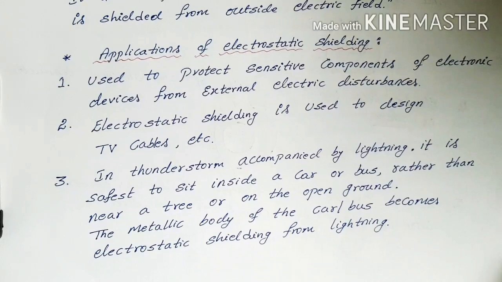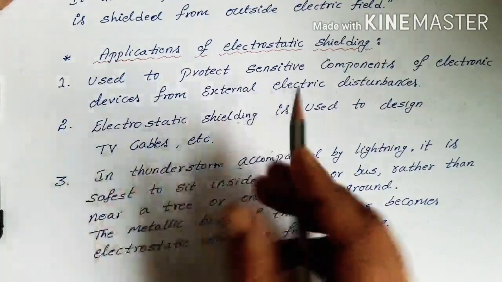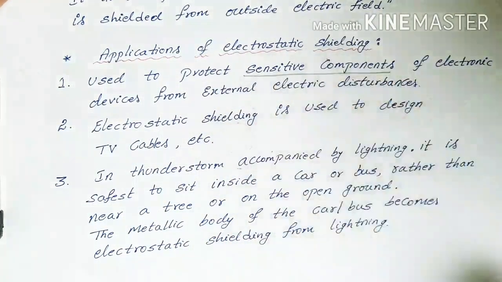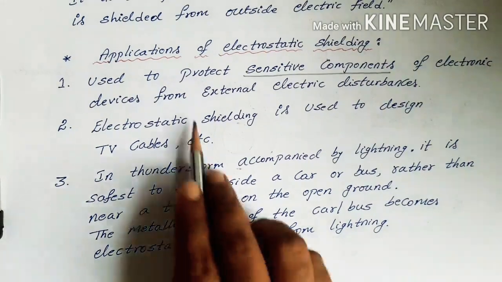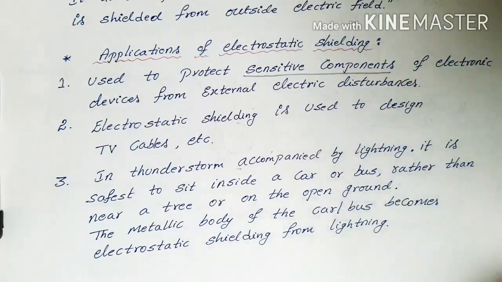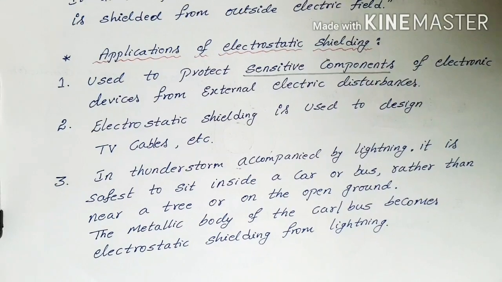The first one: it is used to protect sensitive components of electronic devices. What are those sensitive components? Components like a galvanometer, voltmeter, ammeter are all very sensitive, and some other electronic devices. They should not get disturbed by outside electrical influences. When there are multiple wires and cables overlapping, the signals through each wire should not get varied or affected by one another. To protect those sensitive components, we use this shielding effect.